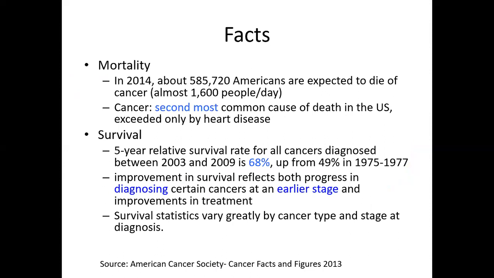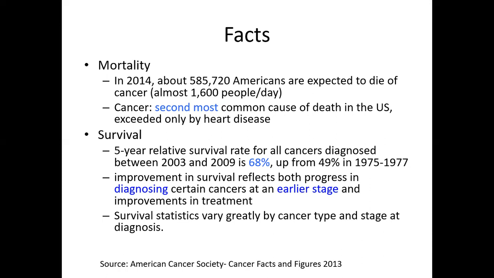What are the facts? Mortality in 2014 in the American population: in one day, about 1600 people died with cancer, and it is the second most common cause of death in the US, exceeded by heart diseases. When we talk about survival, the 5-year relative survival rate for all cancers diagnosed between 2003 and 2009 is 68%, up from 49% in 1975 to 1977. Survival statistics vary by cancer type and stage at diagnosis.